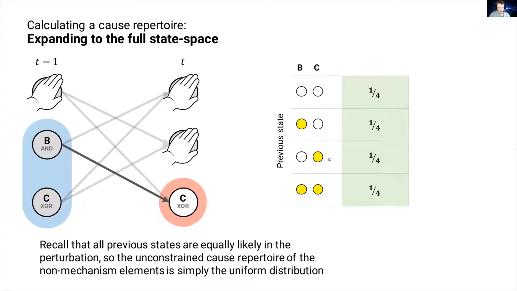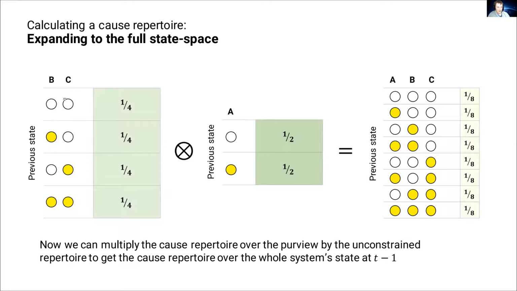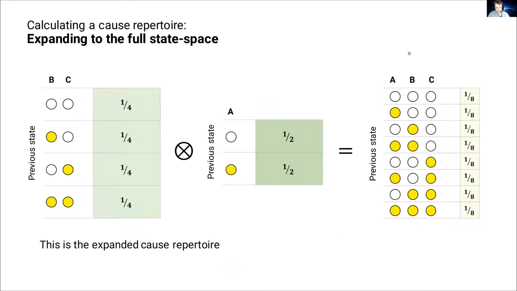So the unconstrained cause repertoire of any of the elements that aren't constrained by C is simply going to be the uniform distribution. So A, even though it's normally an OR gate, in this circumstance, its previous states are just a half of being on or a half of being off. And then we take the product of that by our constrained B and C purview that's been constrained by C, and this gives us our cause repertoire over the whole system at the previous time step. So that's our expanded cause repertoire.